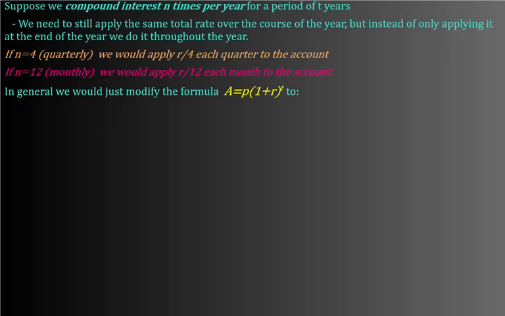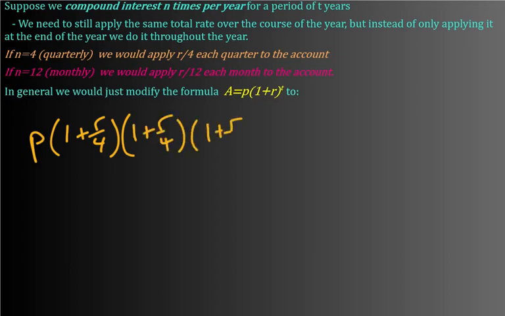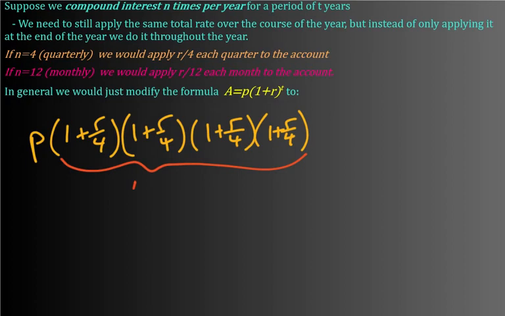So basically the way you can think about it is if you do it quarterly, you would have the principal times, let's just say it's quarterly for 2 years, you're going to have 1 plus r over 4, and then it's quarterly, so you're going to have 4 of those in 1 year. So you can kind of think of this as 1 year's worth. But then you have that thing for another year.